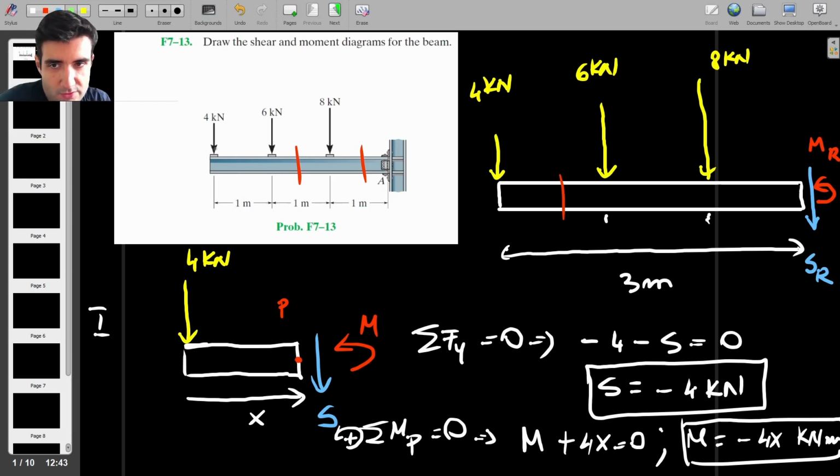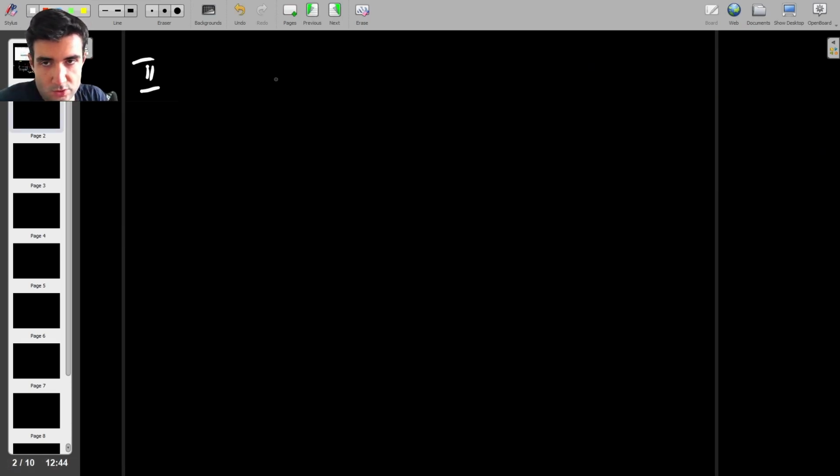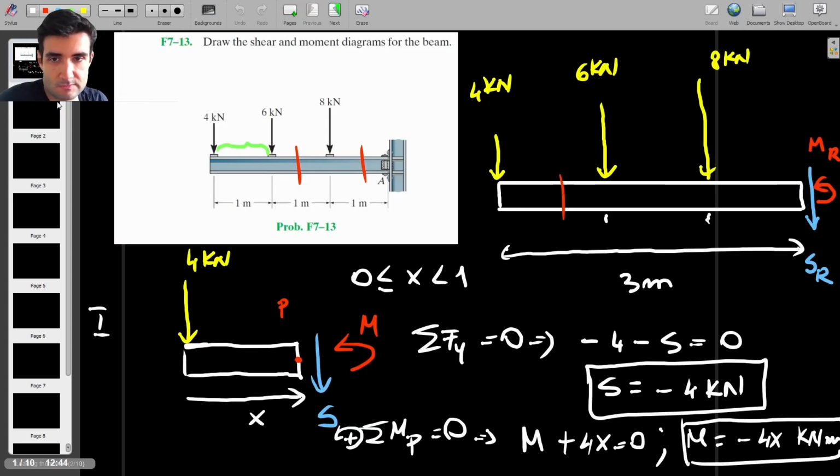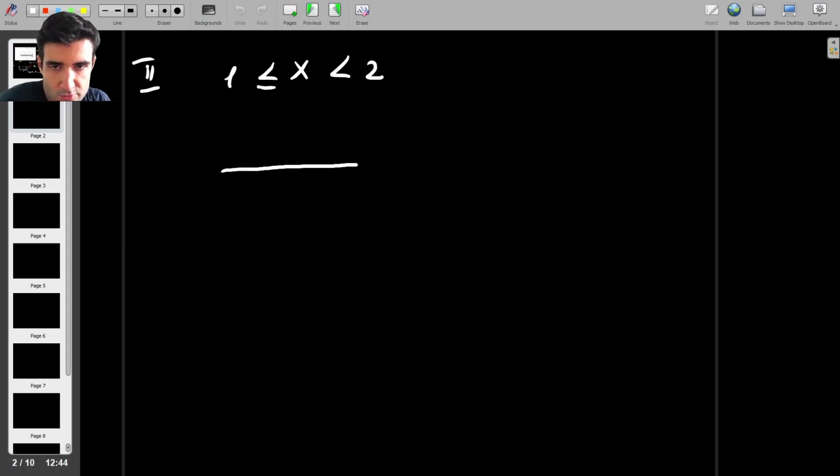So what we did now was we found the shear force and the bending moment anywhere along this first part. In other words, we made X between 0 and 1 meter. So for the second part, we're going to consider X between 1 meter and 2 meters. In other words, we're going to take a section here and consider this part of the beam, and we're going to do pretty much the same thing. So the free body diagram looks something like this. This is the section of the beam we're considering.